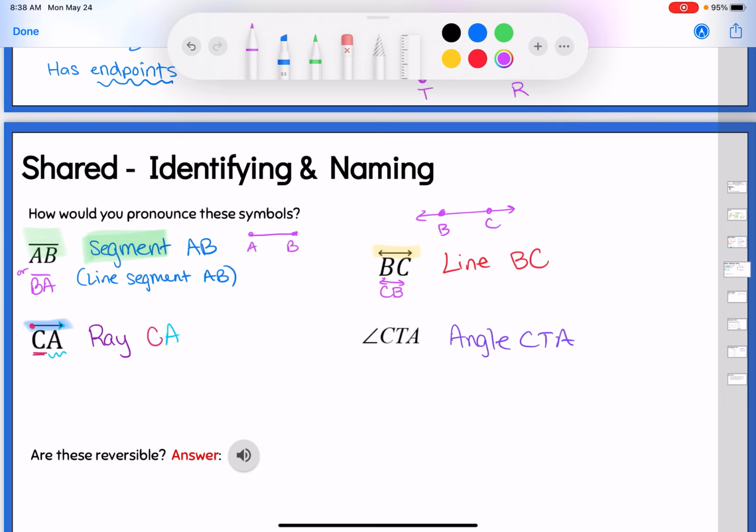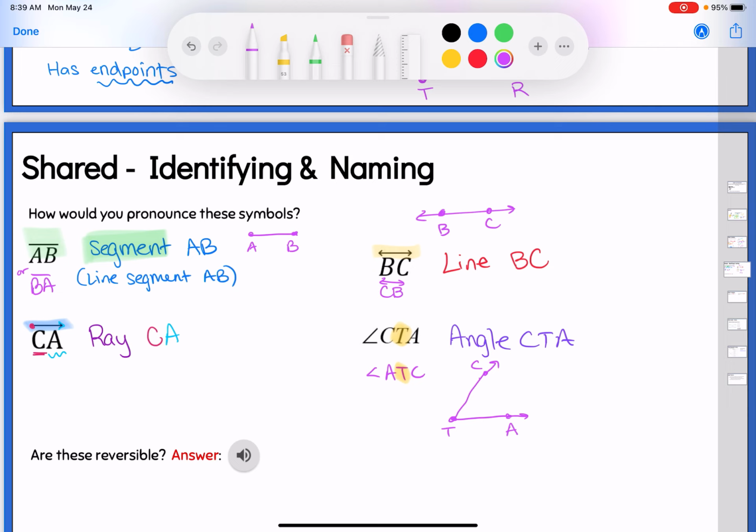If I name my angle, could this angle be ATC? Sure, just remember that middle letter has to be your vertex, right? But I could label it in the other direction because I could have my angle here. As long as T is here, it could be CTA or ATC. It could go backwards, that's fine too.